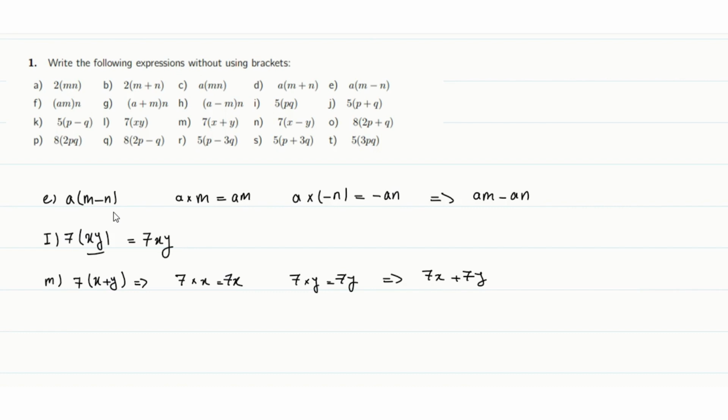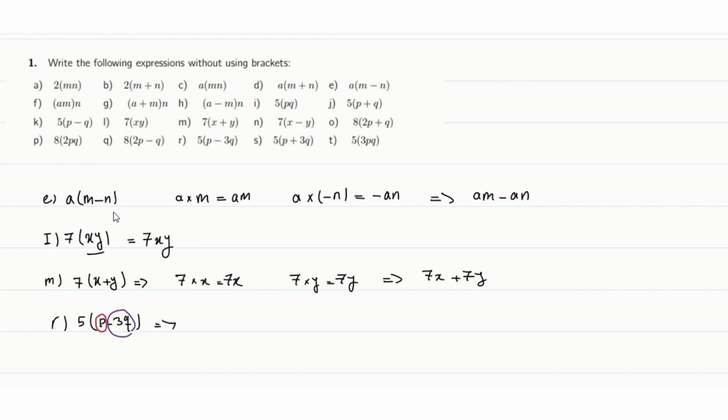Now, for the final example, let's solve r, which is 5 times p minus 3q. Now, we want to distribute the 5 to both terms in here, and we will multiply the 5 by both terms. So the first term is p in here, and the second term is minus 3q. As I said before, when there is a plus or negative sign between two variables, that means you have to separate them.